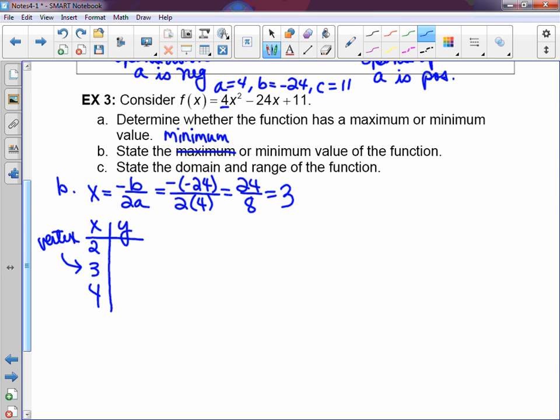Okay, so we might as well go ahead and find. But we just got to make sure that we still answer B. Okay? Okay, so we put 2 in.